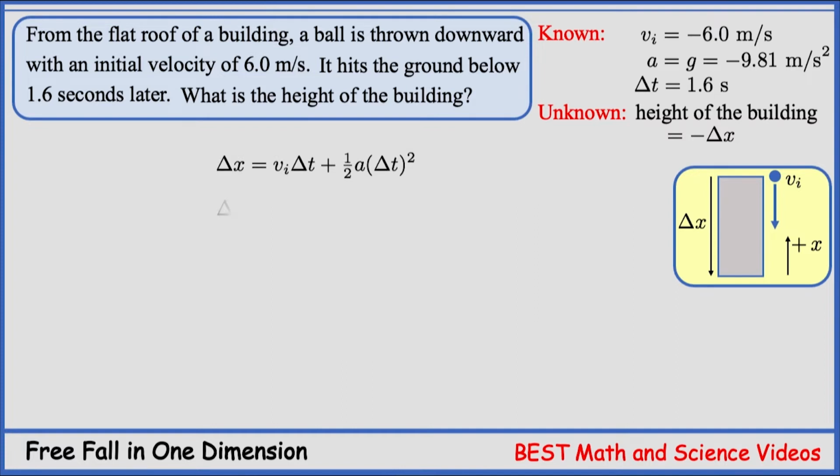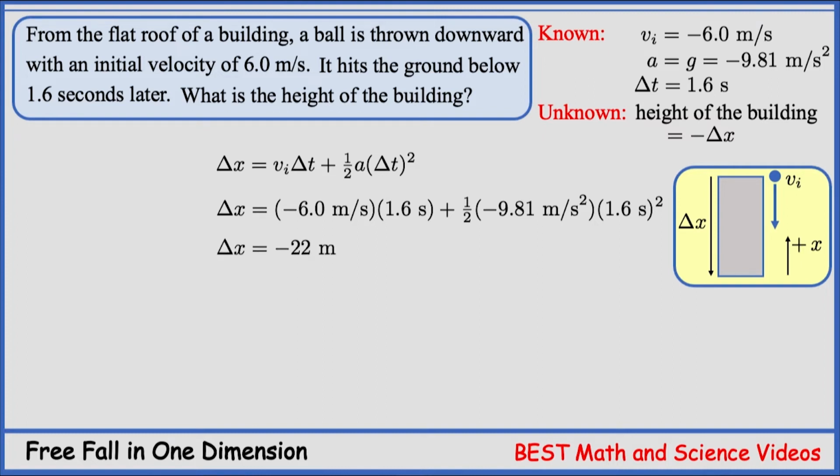We can now substitute the known information. The initial velocity is negative 6.0 meters per second. The time is 1.6 seconds. It appears twice in the equation. And the acceleration is negative 9.81 meters per second squared. Using a calculator, we find that delta x is negative 22 meters, which I've rounded to two significant figures. Therefore, the height of the building is negative of this value. So the height of the building is positive 22 meters. And this is your answer.